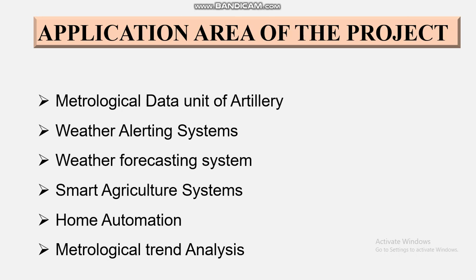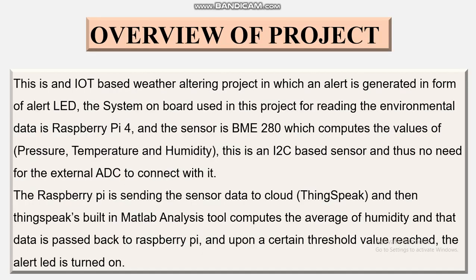At the top of the line, I have written down the meteorological data unit of artillery. Artillery and other armored units need the environmental data to compute different trajectories. Similarly, for alerting systems and weather forecasting, home automation and trend analysis, we use these types of sensors and these IoT based applications.